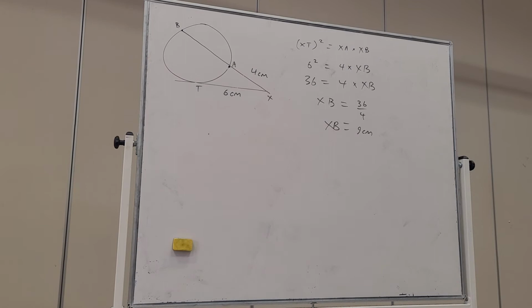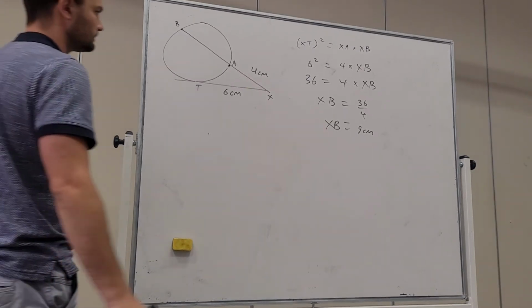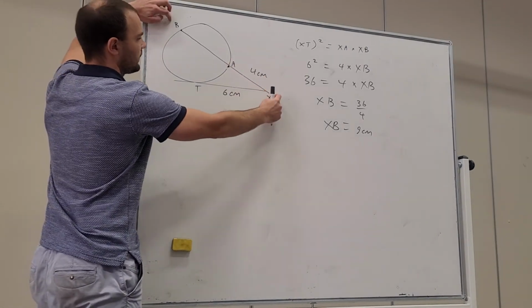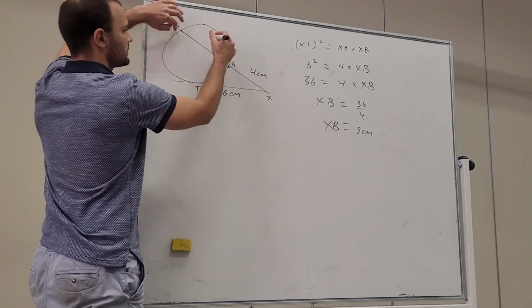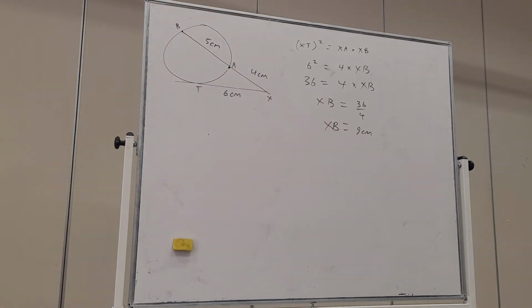Alright? So if xb is 9 centimeters, what is the length of AB? The chord AB. 5 centimeters. Excellent. This whole thing is 9, this is 4, so this length would be 5 if it asked you that. Okay, so that's enough to get into these questions, intersecting chords and secants. Let's give it a crack.